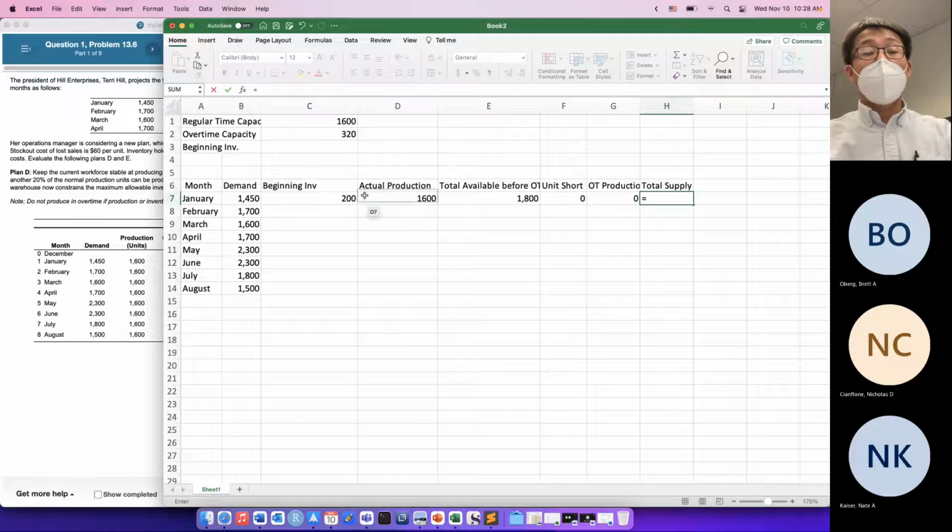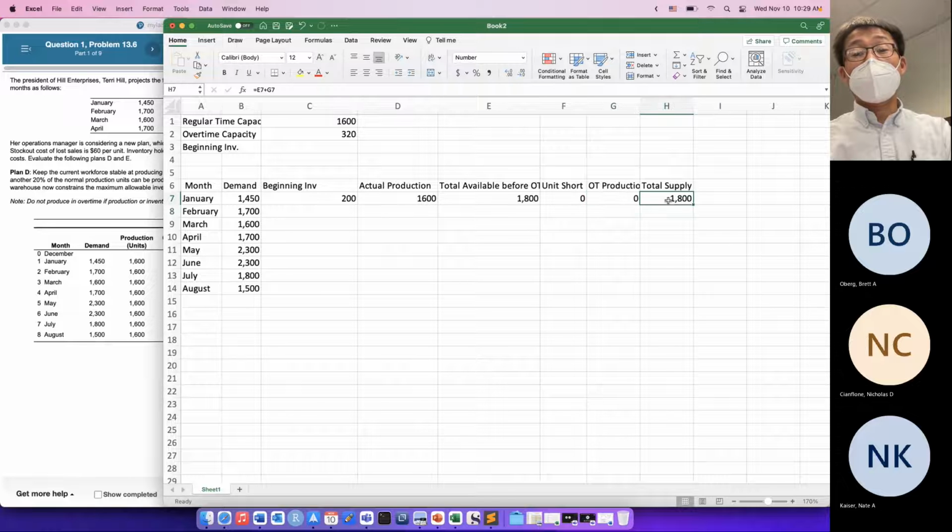It's going to be beginning plus this plus this. Is that right? Or what you can do is you can say total available before OT. That can also become the total supply, total available inventories you can use. Does it make sense? Question? No questions?